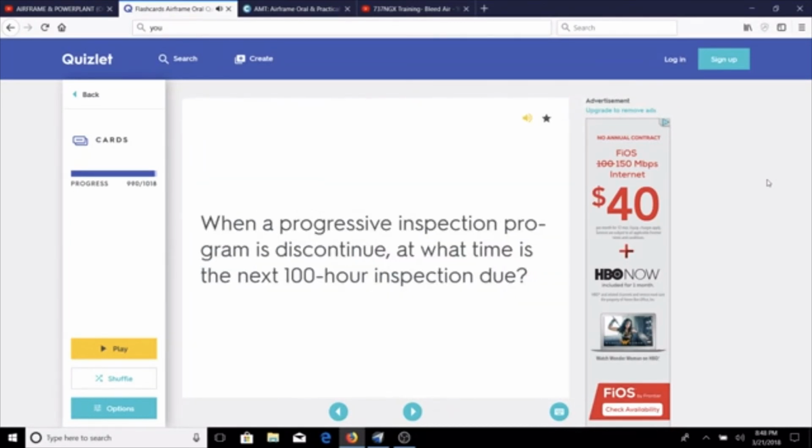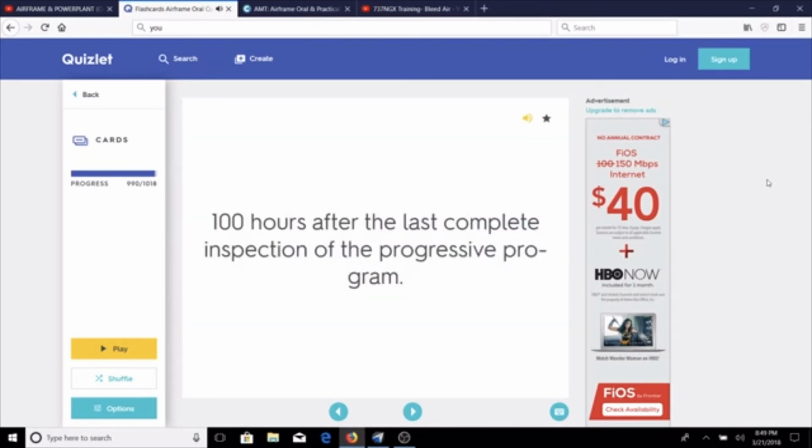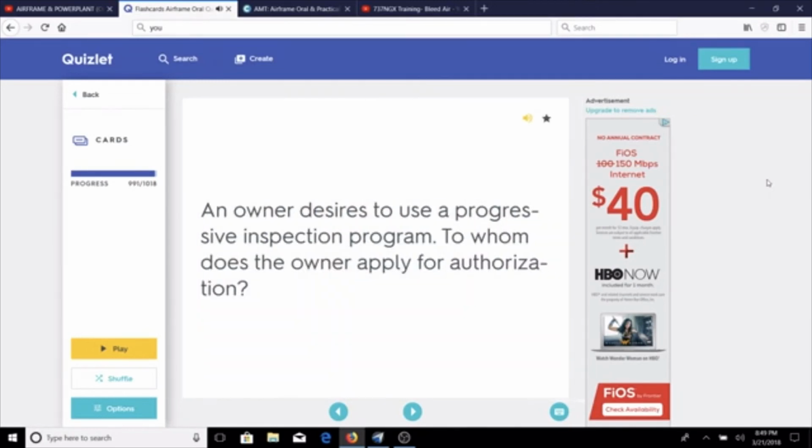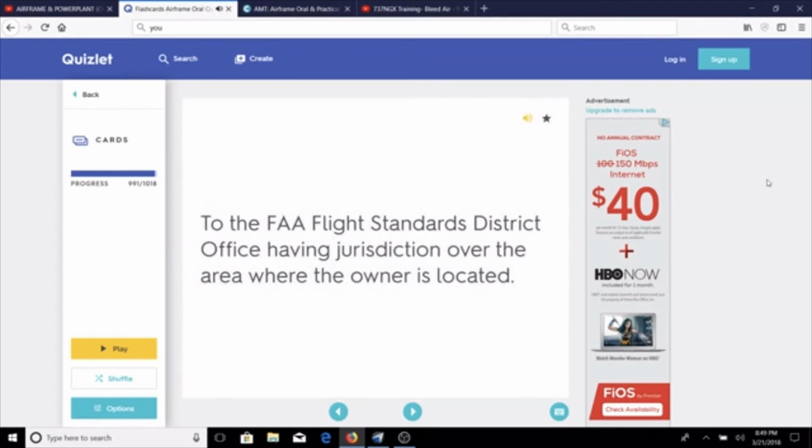When a progressive inspection program is discontinued, at what time is the next 100-hour inspection due? 100 hours after the last complete inspection of the progressive program. An owner desires to use a progressive inspection program. To whom does the owner apply for authorization? To the FAA Flight Standards District Office having jurisdiction over the area where the owner is located.